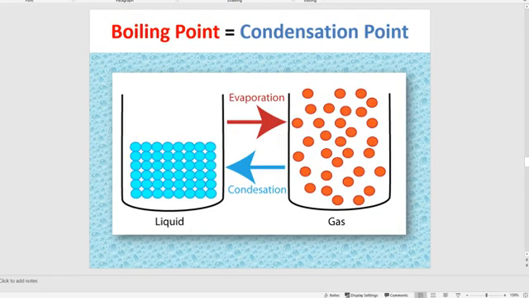This chart should look familiar, but it's different. If I were to give you a graph and ask you to label this point, if we are adding heat, we're going to usually use red and arrows. If we're increasing temperature, that is endothermic. That would be the evaporation point or boiling point.